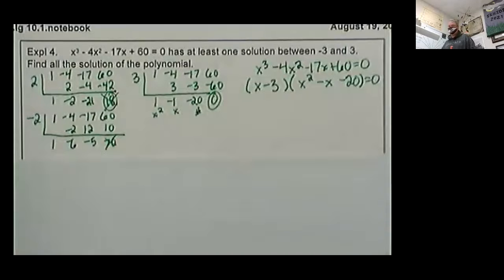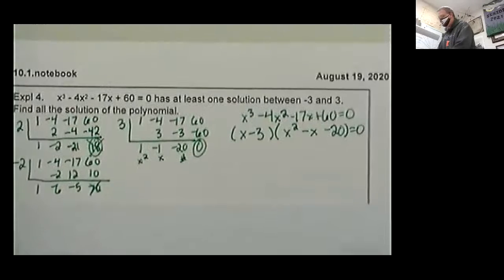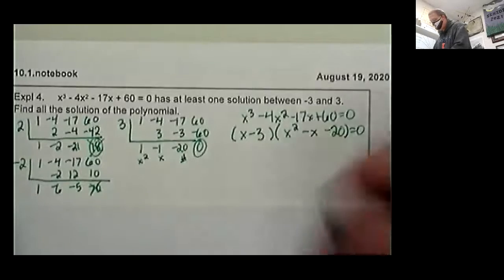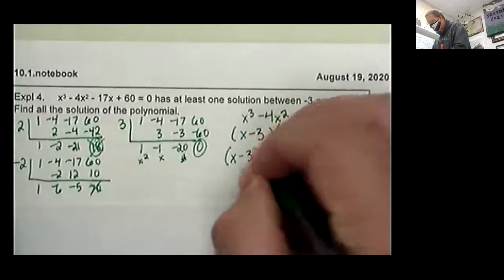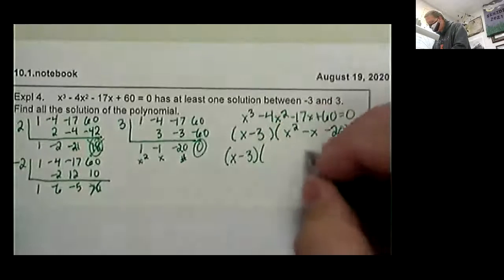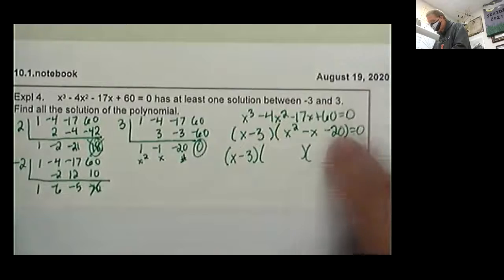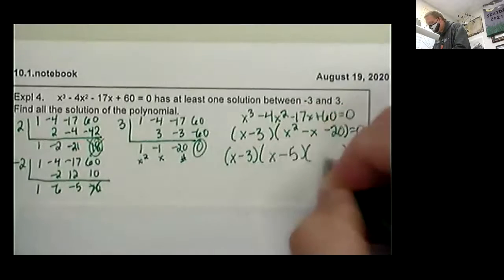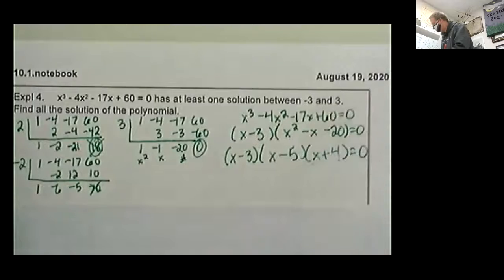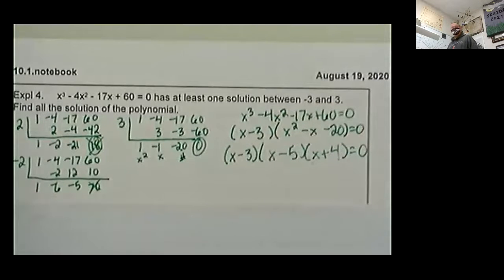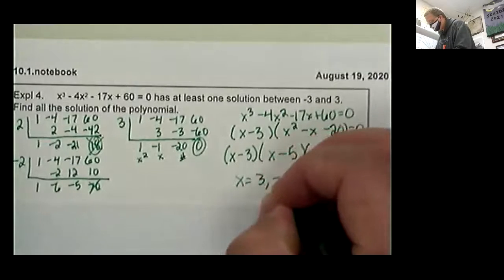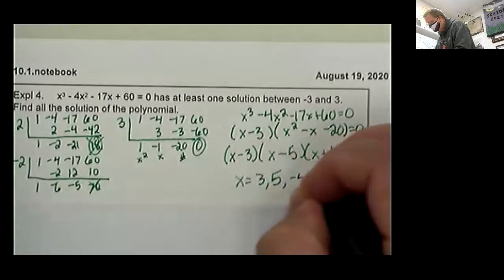Now we want to find all the solutions. Well, this polynomial will actually factor itself. You could use the quadratic formula. You can use your calculator. But this one factors, signs are different. Multiplies to give 20, subtracts to give -1: x minus 5 and x plus 4. Therefore, we can get all of our solutions. All of our solutions then are 3, 5, and -4.